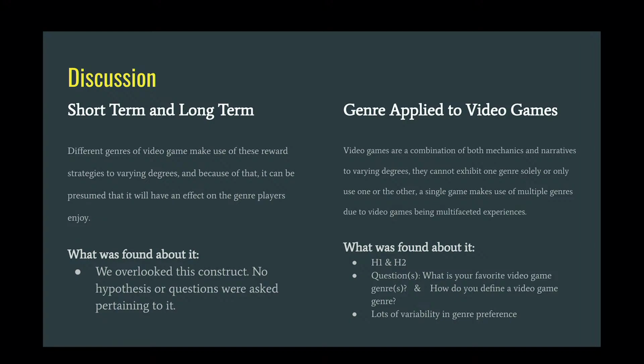And the last and most important of these is genre applied to video games. Video games are a combination of both mechanics and narrative to varying degrees. Mechanics refers to whether it's a platformer, an open world game, a first-person shooter; it's how you play the game and how you interact with it. A narrative is like those classic movies and books you read: fantasies, westerns, sci-fis, you name it. These are genres that video games have. And what I'm getting at is video games are multifaceted experiences. You can't just assign one genre. And what we found is that there was a lot of variability in genre preference.